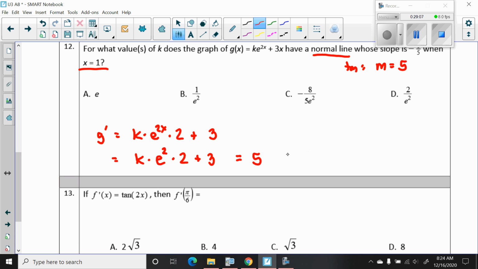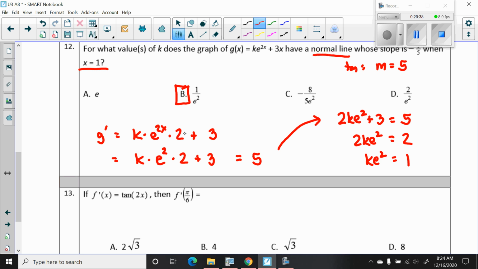That's the last problem on the page, of course not. All right, I'll clean that up. So 2k e to the second plus 3 is equal to 5. We're going to subtract 3 from both sides. 2k e to the second is equal to 2. Divide by 2. k e to the second is equal to 1. Divide by e to the second. k is 1 over e to the second. There we go.